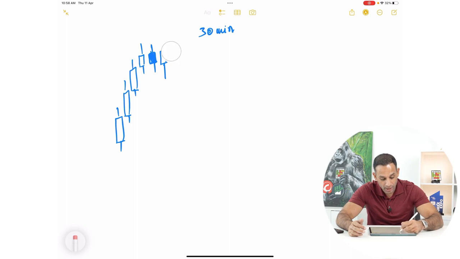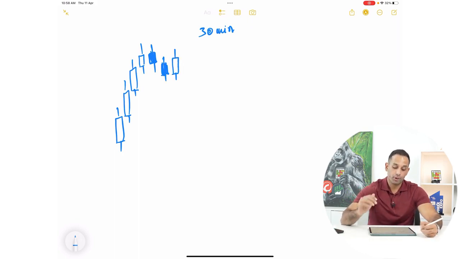So let's say we formed resistance at this point, and you have to wait. Let's say we have another candle that pushes down, and now you have a candle that closes bullish at this point.